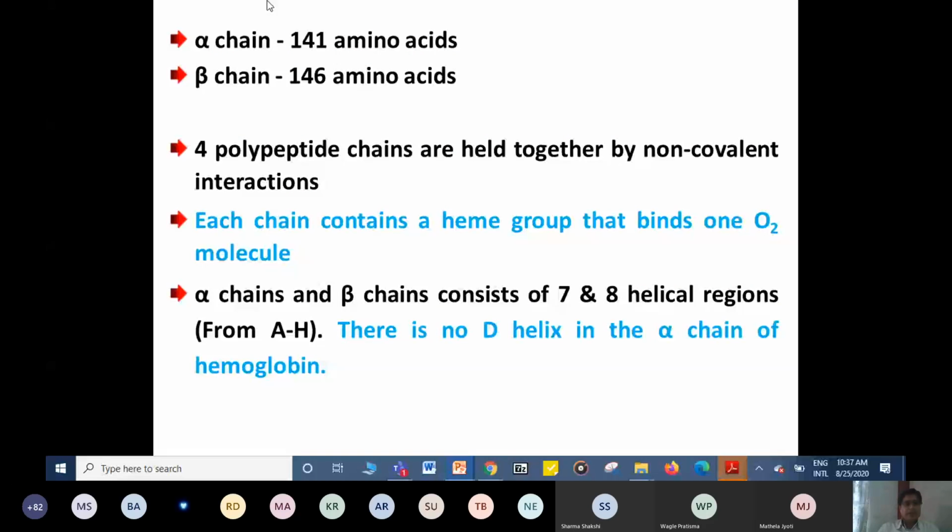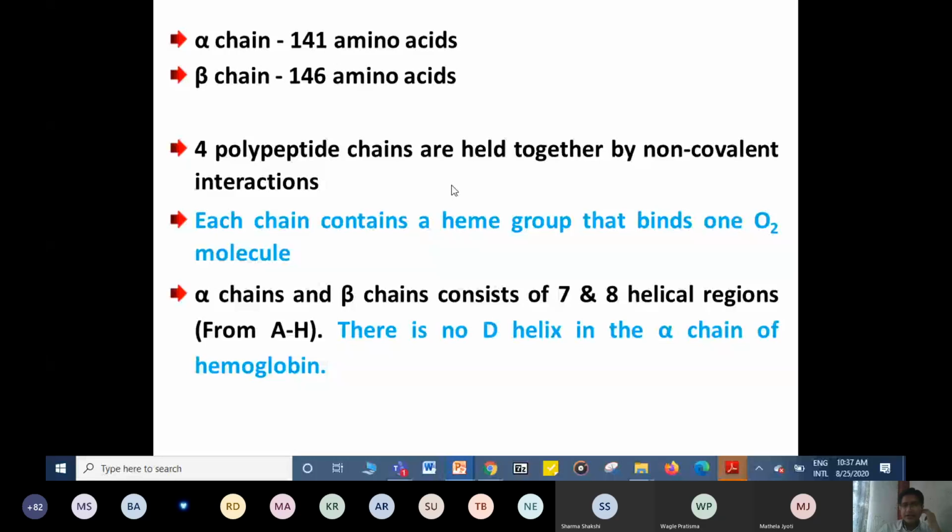The alpha chain consists of 141 amino acids and the beta chain consists of 146 amino acids. If you look at the number of amino acids, we can say that the beta chain is nearer to myoglobin in the number of amino acids. Both alpha chains consist of 141 amino acids each. However, the beta chains consist of 146 amino acids each.